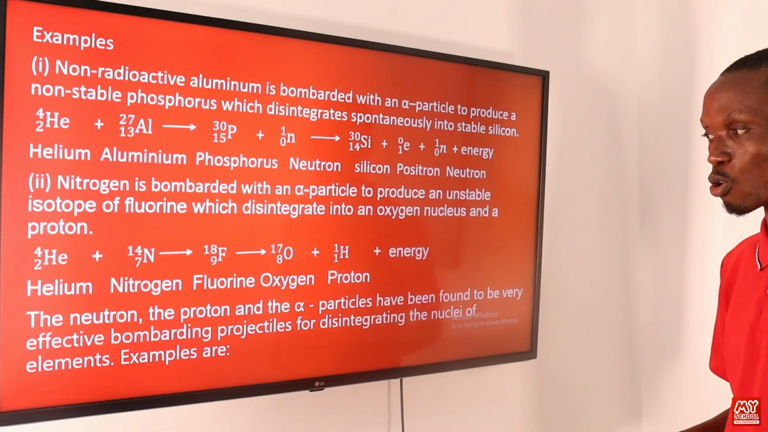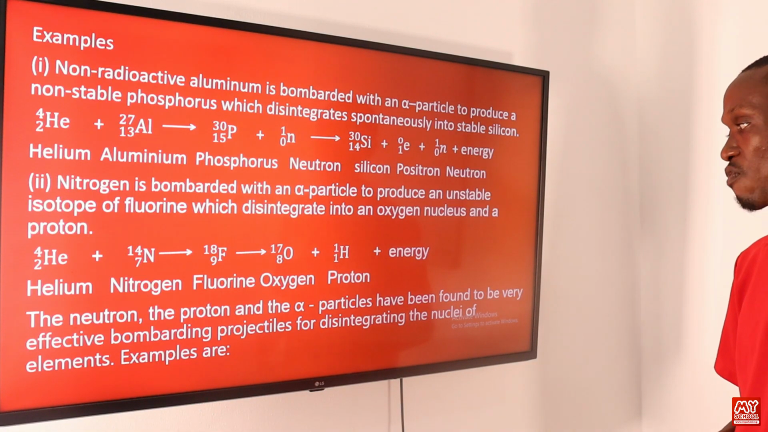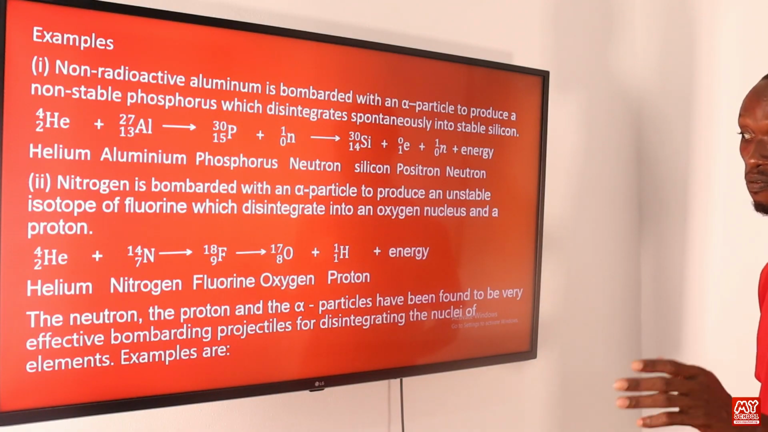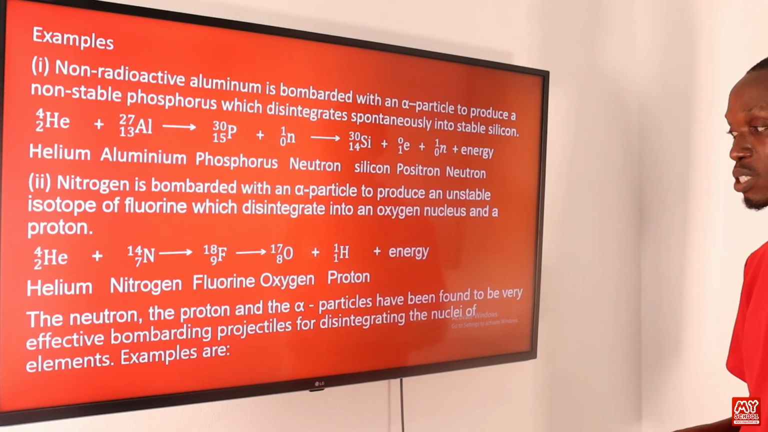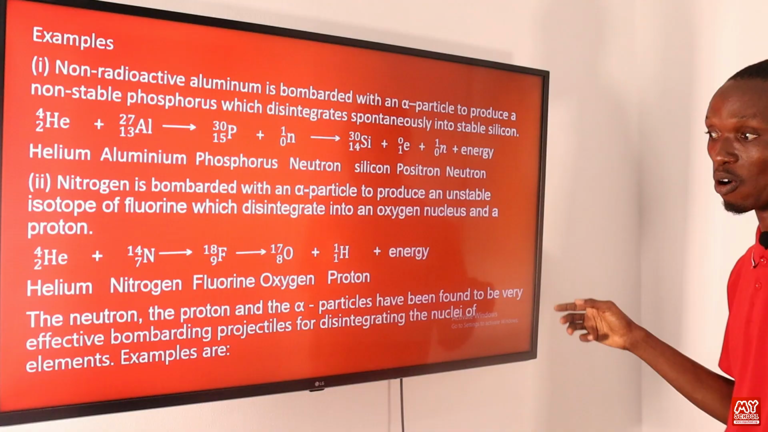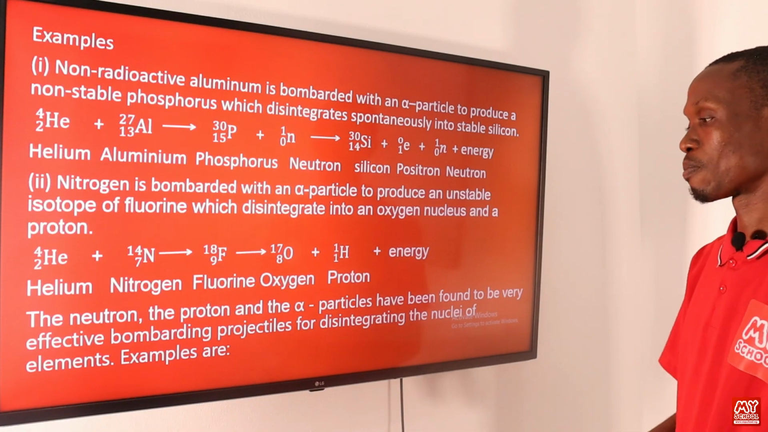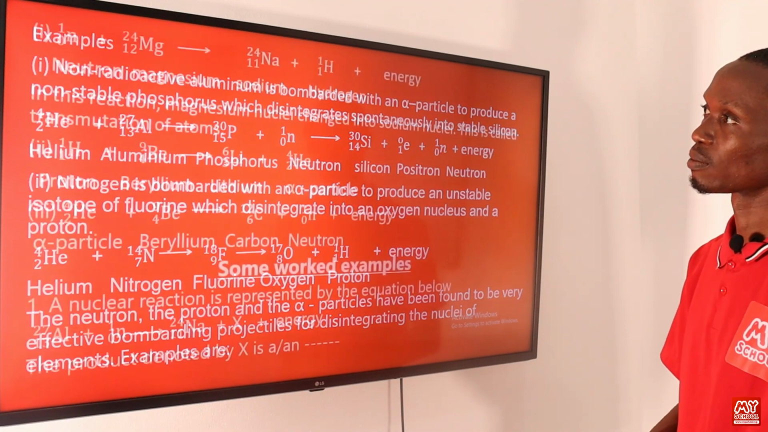released. So the neutron, the proton, and the alpha particle have been found to be very effective bombarding projectiles for disintegrating the nuclei of elements. Now let's see some examples based on this in the next slide.